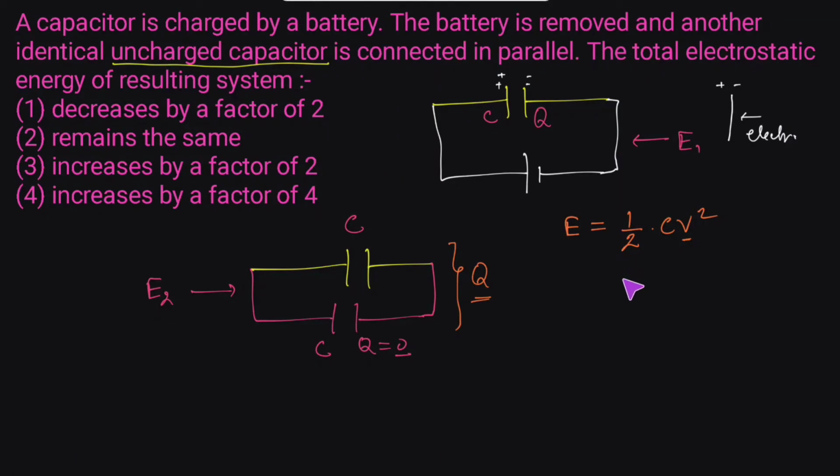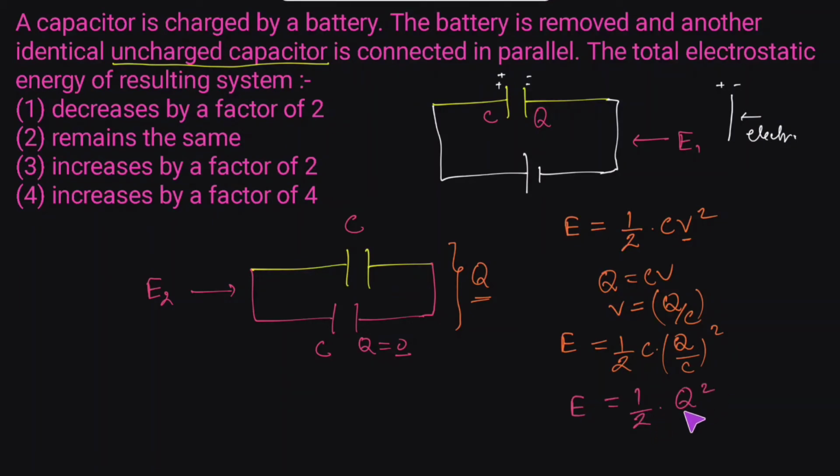So what we will do is replace V. We know a simple formula of capacitance: Q is C times V, or from here we can see voltage is Q upon C. So we will replace V by Q upon C. The formula for electrostatic energy is half C into, in place of V, Q upon C whole squared. So this formula for electrostatic energy E would be half Q squared upon C. Now we have to find out E1 and E2, then we will compare them.